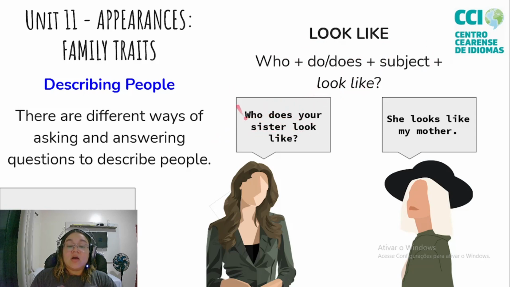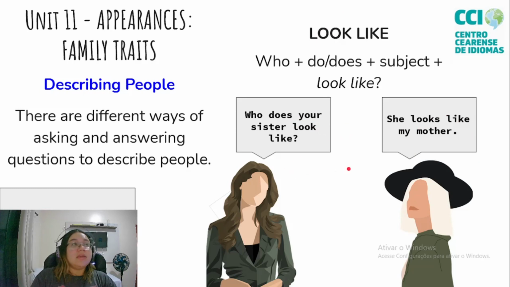And look like. When we say, who do you look like? Instead of what do you look like? When we say who, we want to know the person that you look similar to. For instance, who do you look like? She looks like my mother. It's because the mother is also her mother, so they look similar.